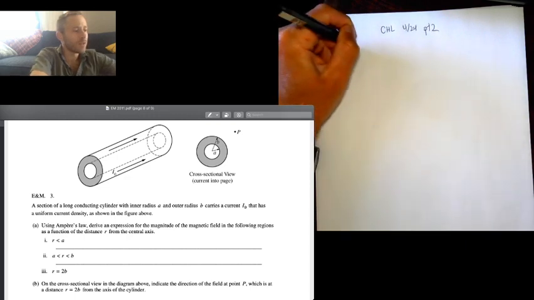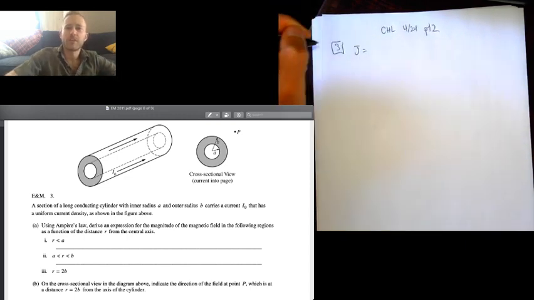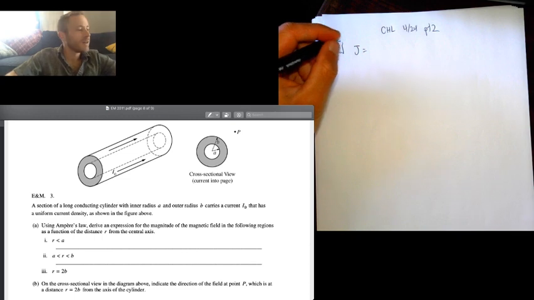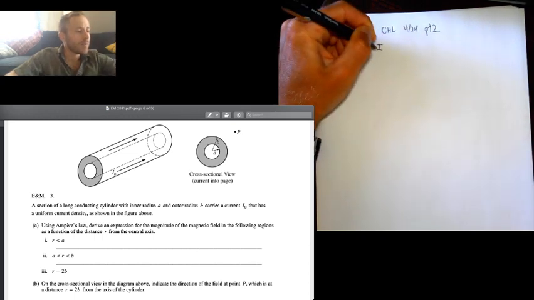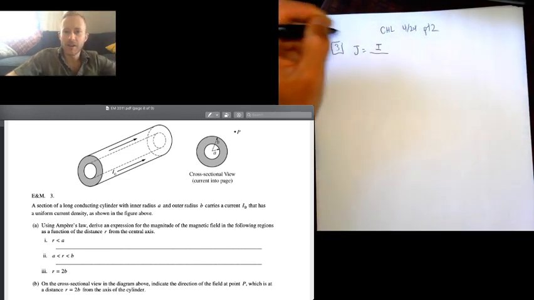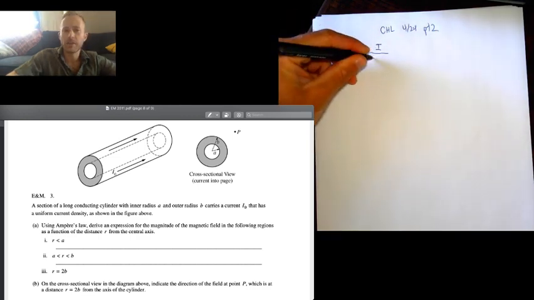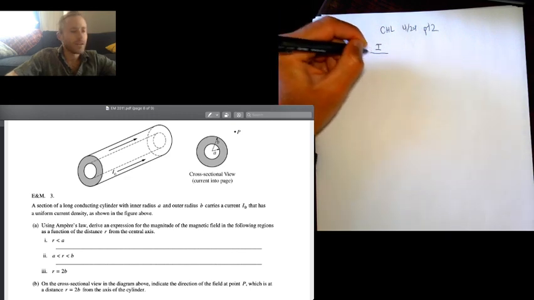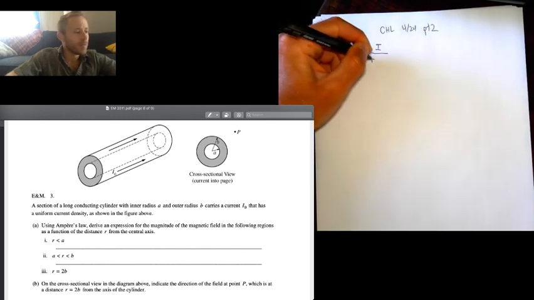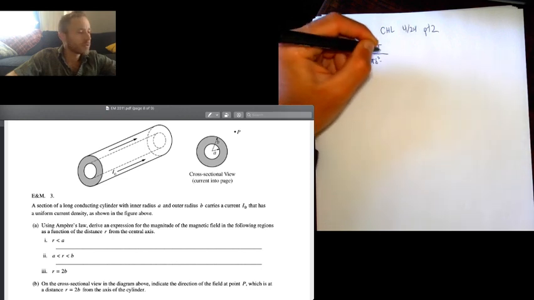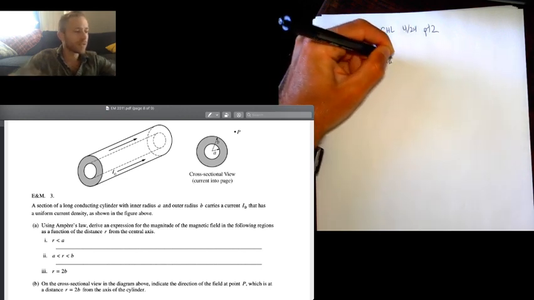Well, first of all, let's figure out what the current density is. The current density is going to be current per area. So what is the area of that thingamajig? The area is going to be pi b squared minus pi a squared. So that's our current density.